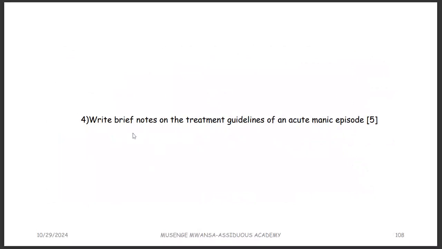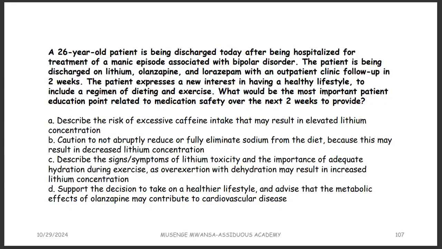Write short, brief notes on the treatment guideline of an acute manic episode. Treatment guidelines. There were a lot which we read, like always report if you notice some changes in urine output, if you see too much nausea, vomiting, and those others.